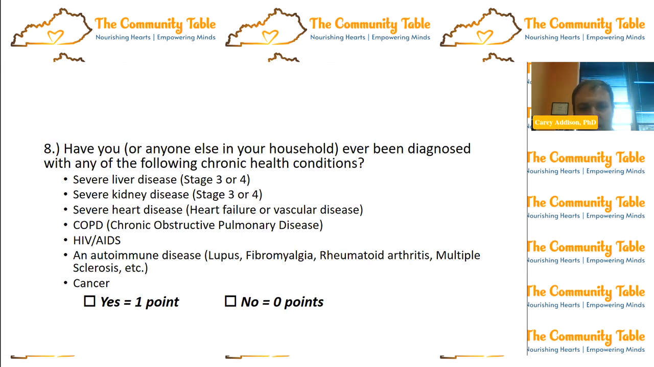Severe liver disease, stage 3 or 4, severe kidney disease, heart disease as in heart failure or vascular disease, COPD, HIV or AIDS, or another autoimmune disease like lupus, fibromyalgia, rheumatoid arthritis, or MS, and then cancer as well. So that's not a collective number of points. You don't get a point for each one of them, but if you have at least one, you get a point. If you have all of them, you still get that same point.